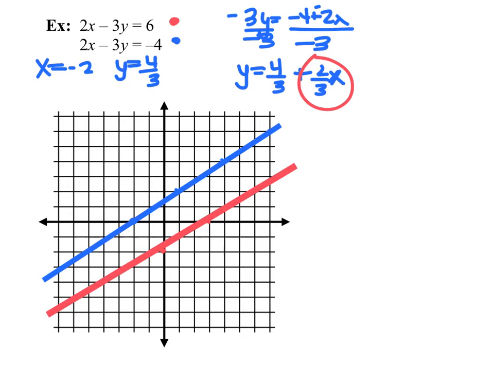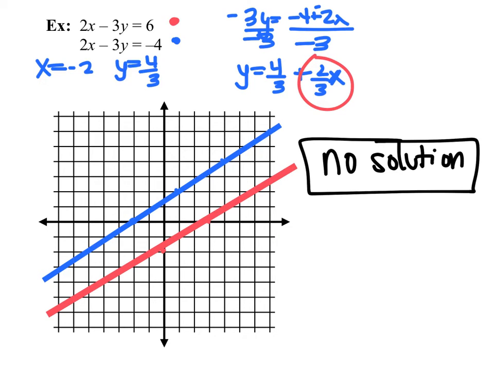connect with a line. So now that I've graphed, I can see that I have parallel lines, which means they're never going to intersect. If they're never going to intersect, they're never going to have a point in common, so I'm going to say no solution.